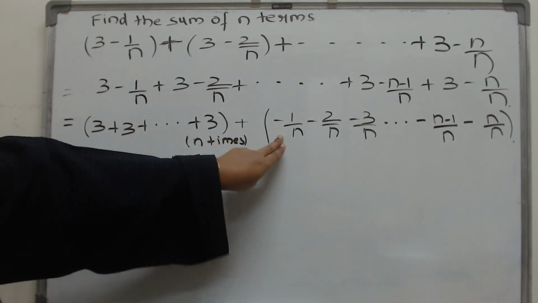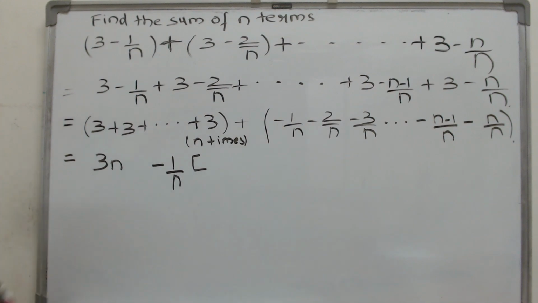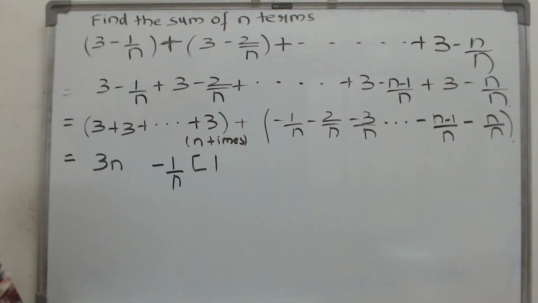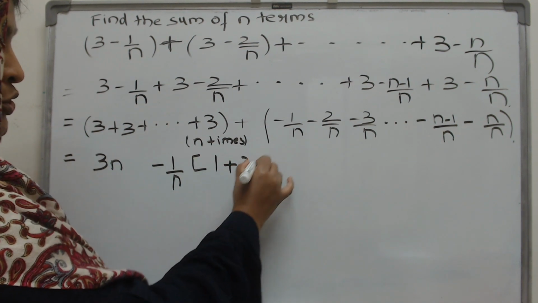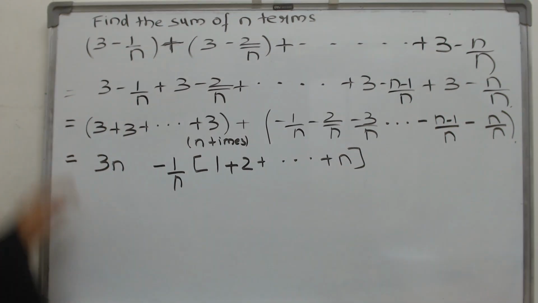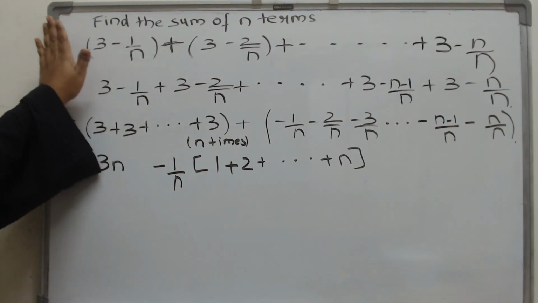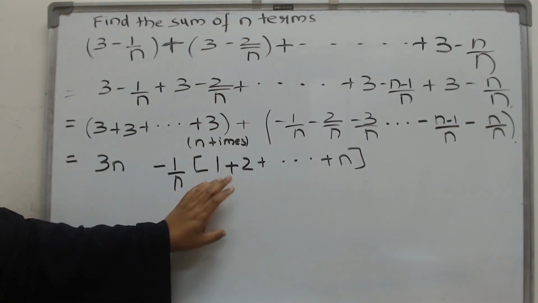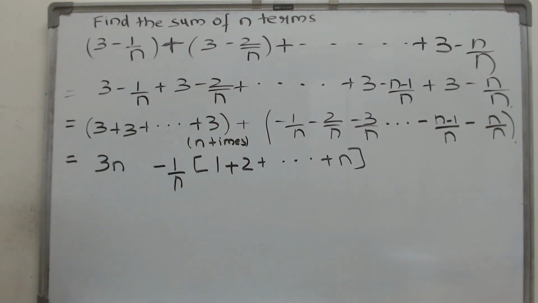If you take a minus 1 by n here, what is left? A 1. Second, if you take a minus 1 by n, what is left? A 2. Keep on going like this. This is what you get. Now what have we got here? We started with a big sequence, but we ended up with a very small arithmetic progression.